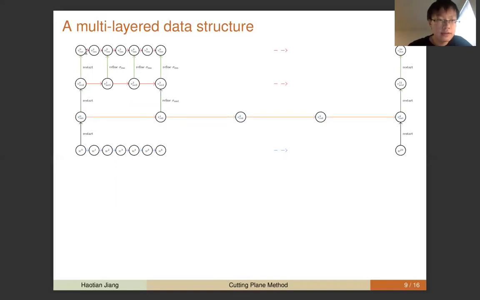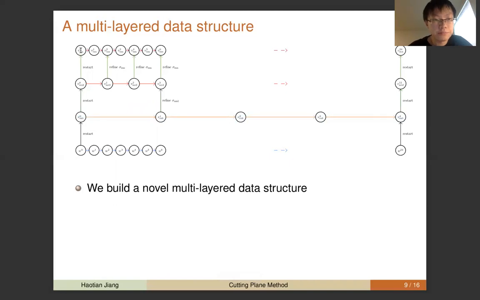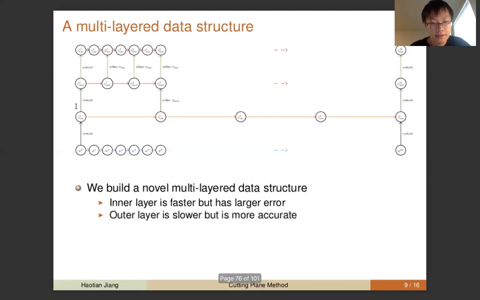Roughly, the inner layer makes an update whenever W gets updated. It runs faster but has a larger error. So roughly after polylog steps, the inner layer's error would already blow up. The middle layer runs slightly slower than n squared time, but has a smaller error. And the outer layer is the slowest, but is the most accurate. And the outer layer can last for n to the omega minus 2 steps, which is enough for us to recompute after this number of steps.